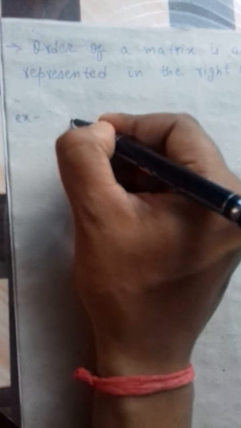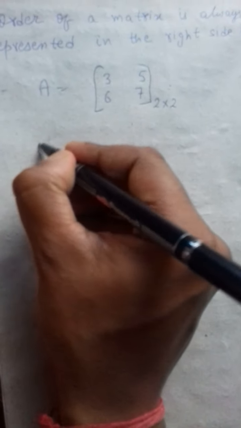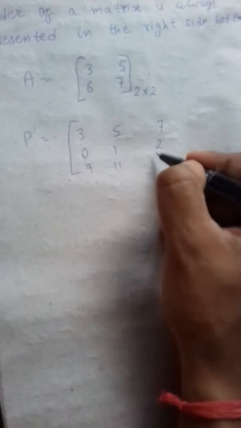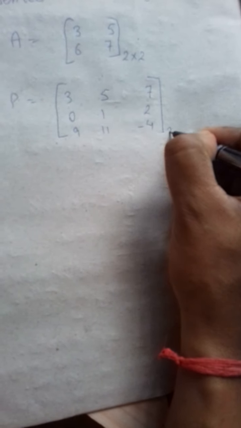So now we will see examples. Like this matrix, elements are 3, 5, 6, 7. So it contains 2 rows and 2 columns, so its order will be 2 by 2. This matrix has 3 rows and 3 columns, so its order will be 3 by 3. Means it has 3 rows and 3 columns.